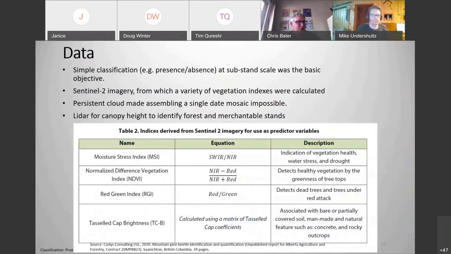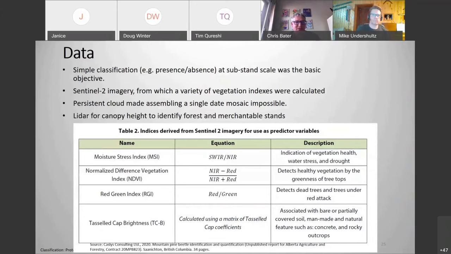So the data was all Sentinel-2. Despite the fact that with Sentinel-2 imagery there are two satellites, A and B, and they have a return period of roughly 2 to 3 days at these latitudes, we had a lot of trouble getting imagery that was cloud, smoke, and haze free.